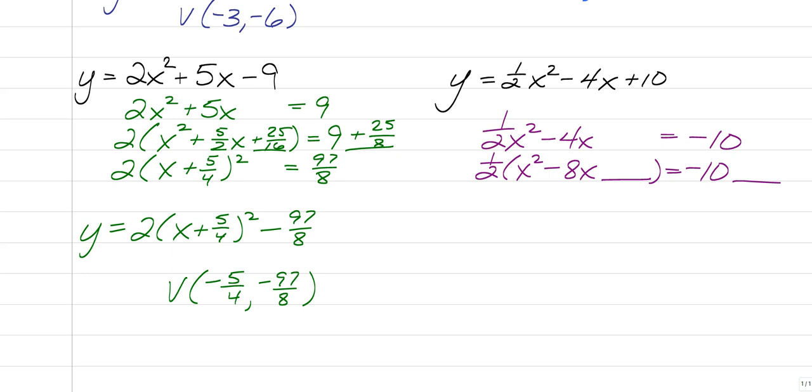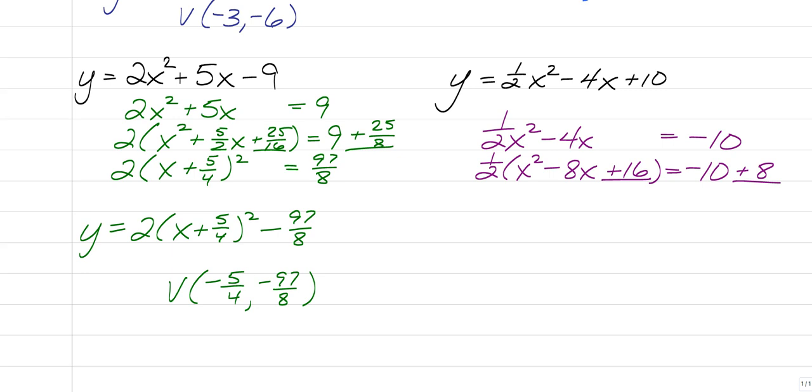If you just freaked out because you have a 2 here, I want you to remember what you're doing. When you factor something out, you are dividing. So 4 divided by 1/2 is 8. Remember, dividing by a fraction is like multiplying by the reciprocal. Okay? It's a very popular mistake when you factor out a fraction. So then we're just going to take half of the negative 8 and square it. We're going to get 16. Before we balance our equation, 16 times 1/2, we would be adding 8 to the other side.